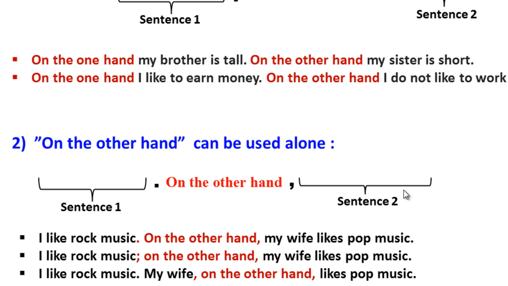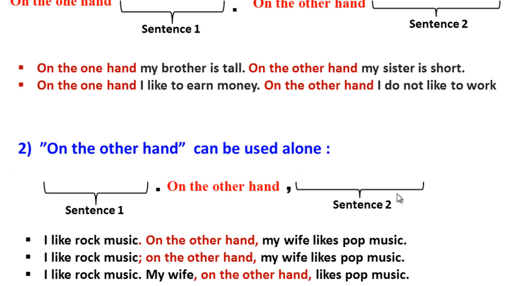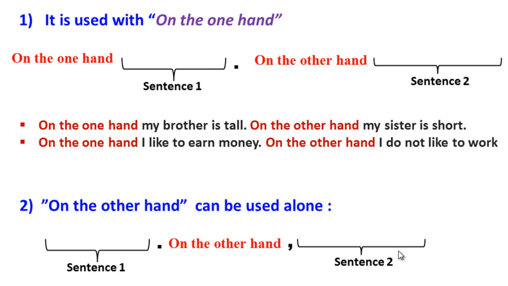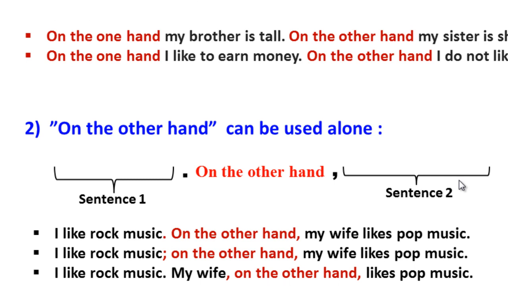As you see in the third example, on the other hand goes in the middle of the second sentence. This is a third way of using on the other hand. So we can use it with on the one hand introduces the first sentence, and on the other hand introduces the second. We can use it alone between two sentences, and we put it either between a full stop and a comma, or a semicolon and a comma, as in the second example, or we use it in the middle of the second sentence. It goes after the subject in the second sentence, as in the third example.